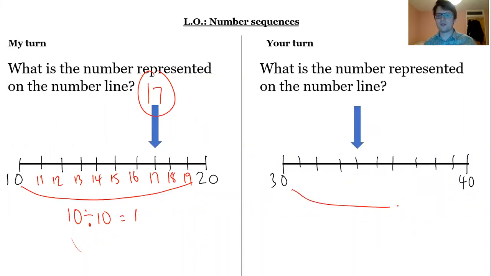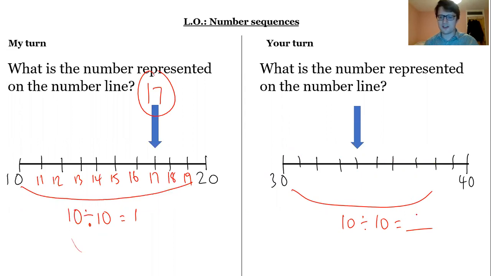Again, we can see the difference between 30 and 40 is 10. I've got 1, 2, 3, 4, 5, 6, 7, 8, 9, 10 parts. So what am I counting in and what value is the arrow pointing at? Pause the video, unpause when you're done.